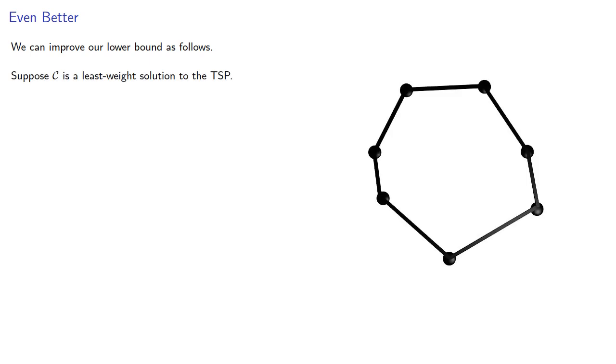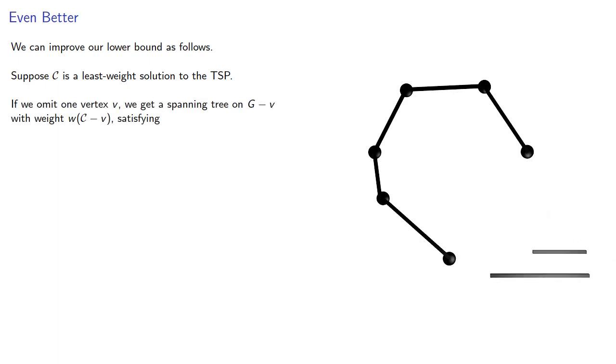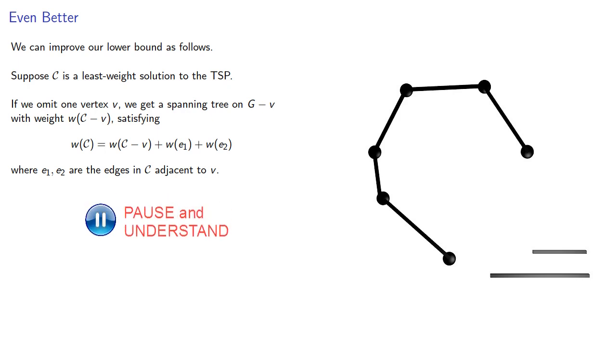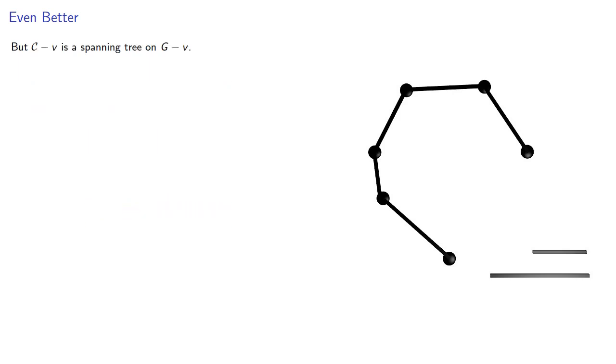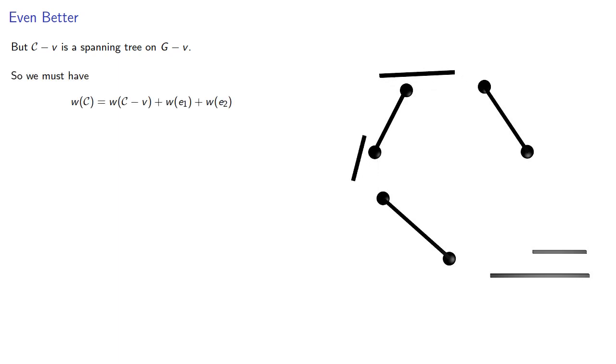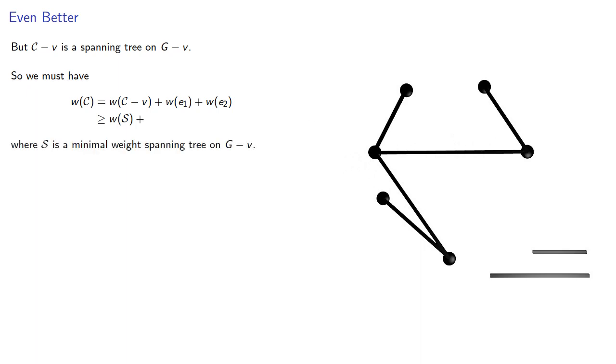We can improve our lower bound as follows. Suppose we have C as the least weight solution to the TSP. If we omit one vertex V, we get a spanning tree on G minus V with weight W(C minus V). And this must satisfy that the weight of the Hamilton circuit is the weight of the circuit minus that vertex V plus the weight of the two edges in C adjacent to V. But now C minus V is a spanning tree on G minus V. So that means in our inequality, we could replace the weight of C minus V with the weight of S, the minimal weight spanning tree on G minus V.